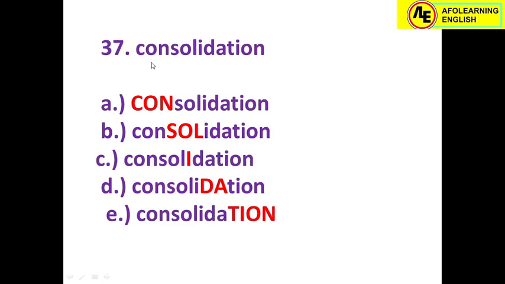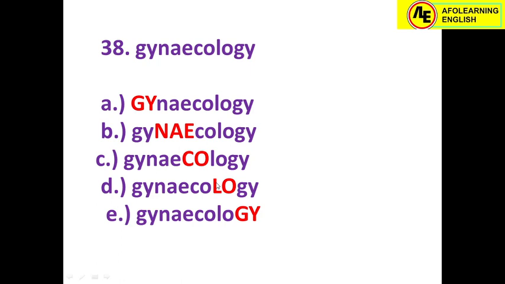Option number 37, we have consolidation. So when you have a word that ends with ION, count two syllables backwards from the end. Can I repeat that? From the end. So we count 1, 2. So the stress falls on dation. So the correct answer is option D, consolidation. Don't forget, when the word ends with ION, just count two syllables backward from the end. So we have 1, 2. Very simple.